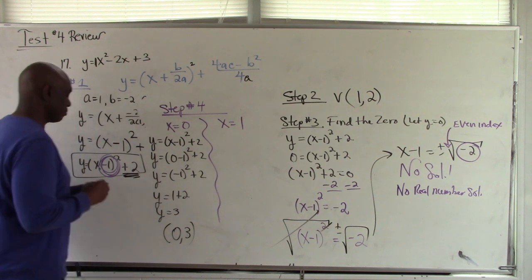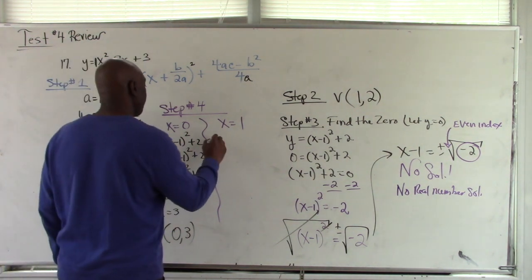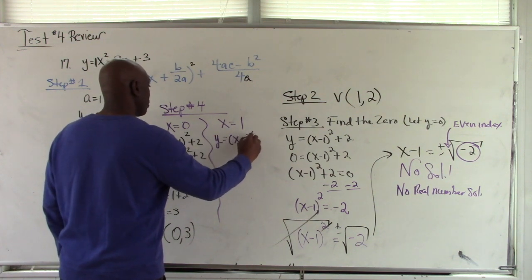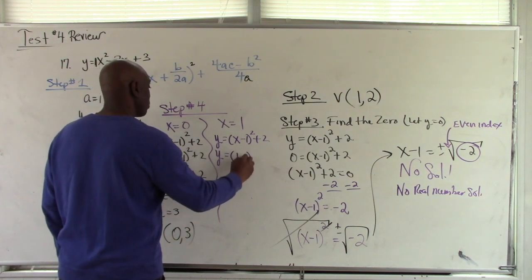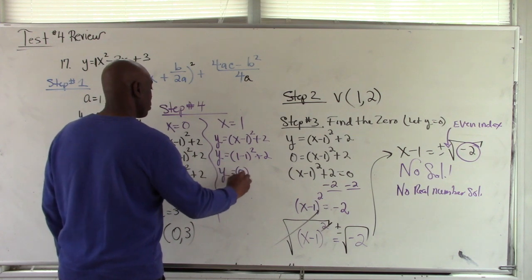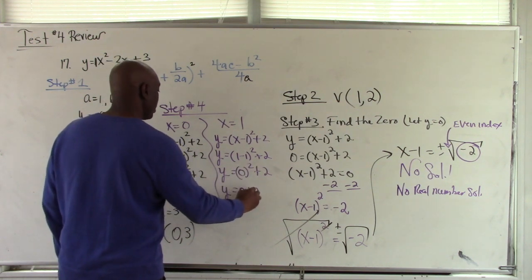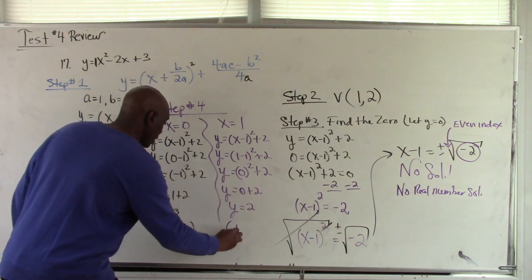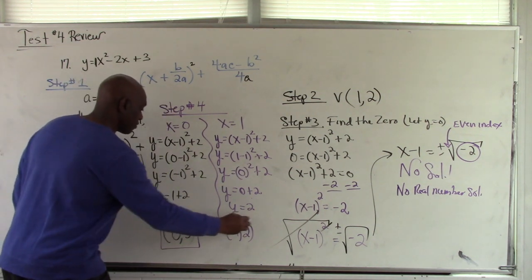We got that one. Now let x equal 1. Okay. y equals x minus 1 squared plus 2. y equals 1 minus 1 squared plus 2. y equals 0 squared plus 2. y equals 0 plus 2. So y equals 2. And so when x is 1, y is 2. And here are our additional 2 points.